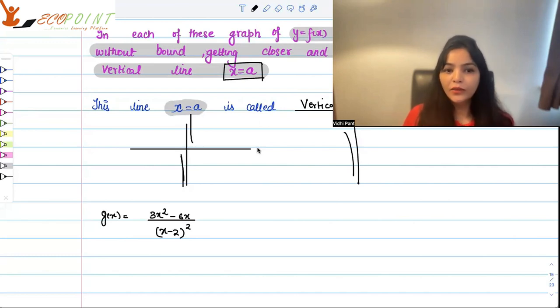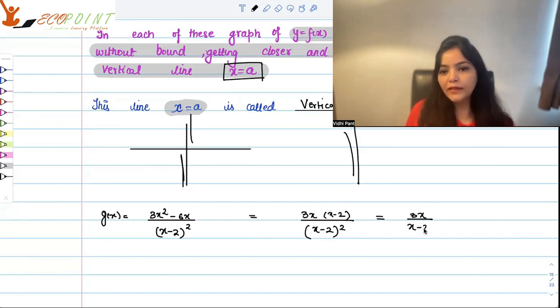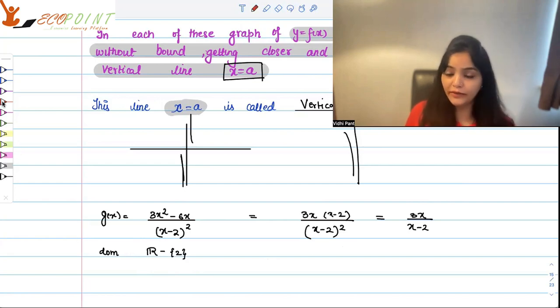For example, you have a function (3x square minus 6x) upon (x minus 2) whole square. The first thing that you would do here is cancel all the factors possible. As I can see here, 3 can come out common, x can come out common, and then you get x minus 2, whole thing upon (x minus 2) square. Which will give me 3x upon x minus 2. While analyzing this, you must understand that the domain for this function is in any which way R minus 2. 2 was a bad number for the domain, right?